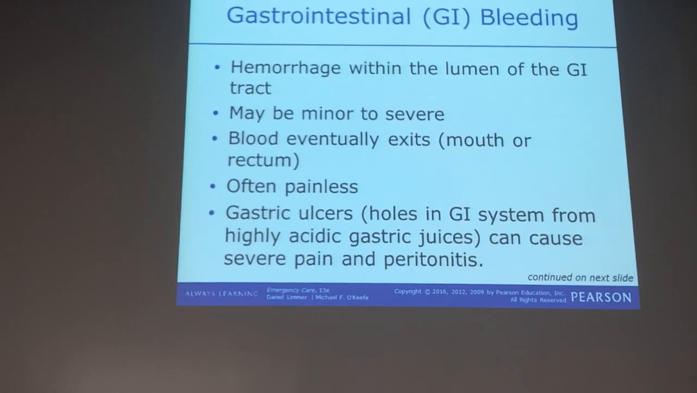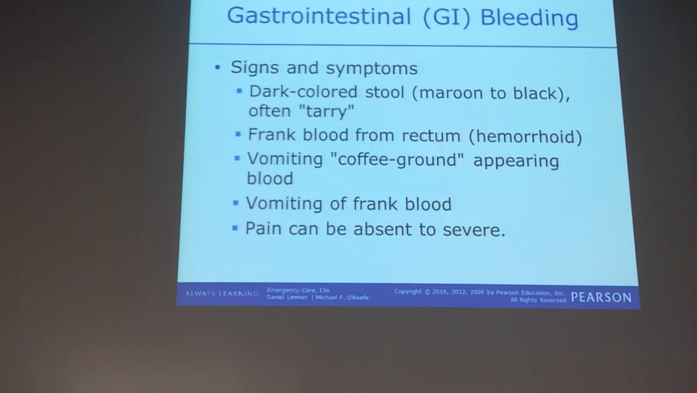GI bleeding is hemorrhage within the lumen of the GI tract, and may be minor to severe. Blood eventually exits the mouth or rectum. So depending on where that GI bleed is, if it's an upper GI bleed, they're normally vomiting out blood. If it's a lower GI bleed, it's normally in their diarrhea. Sometimes painless. You can also have gastric ulcers, which are holes in the GI system from highly acidic gastric juices that can cause severe pain and peritonitis.